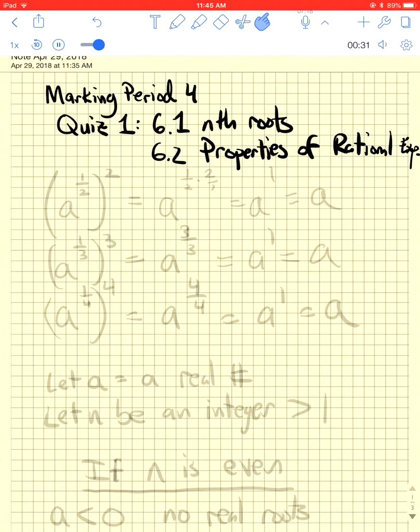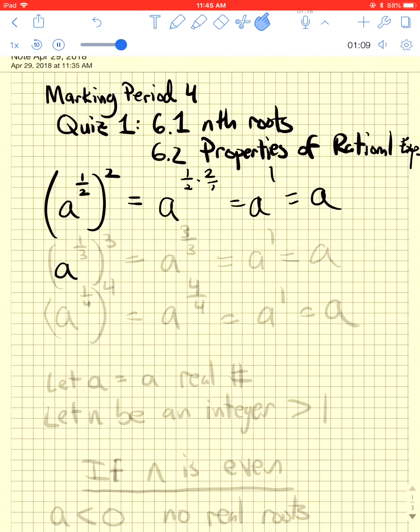So nth roots, what are we talking about when we say nth roots? Well, we can have fractions as exponents. If you see something like a to the 1/2, and we square it, well, we know from exponents in previous chapters that's equal to a to the 1/2 times 2 over 1. This is equal to a to the first, which is equal to a.